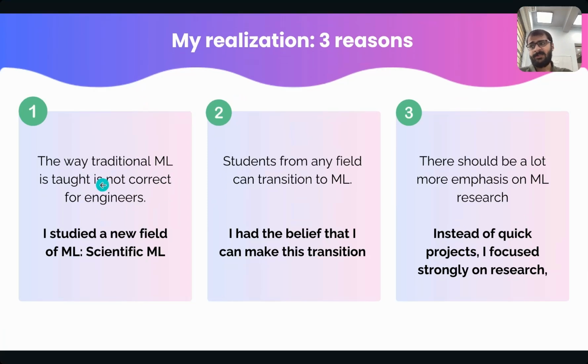From a mechanical engineer. First, I did not go through the traditional ML route. It's a good start to do these projects, but I learned a new field of scientific ML. That's number one. Number two is I had the belief that I can make this transition. One of the seniors told me that you can do it. Sometimes the belief is all you need to make this transition. So I hope this video serves as that belief for you. I strongly believe that anyone can transition to ML, no matter which field, no matter at what stage of the career you are in. And the third most important thing is that focus on research. Don't just focus on getting quick projects and add it to your resume. People respect research a lot. So these are my three realizations which helped me transition to machine learning.